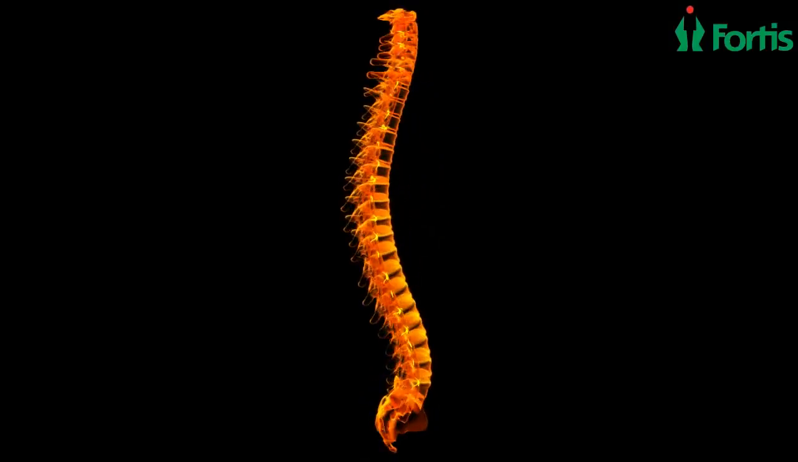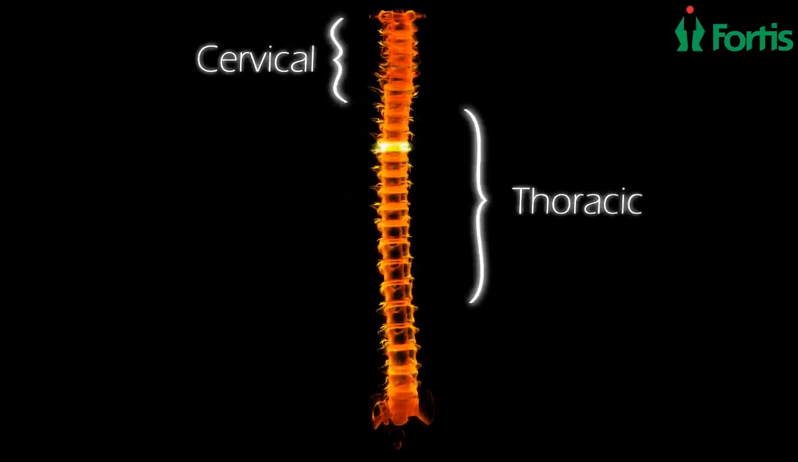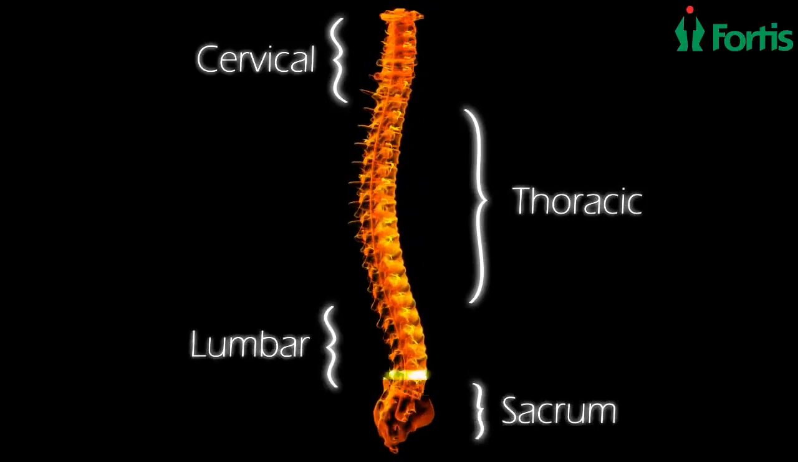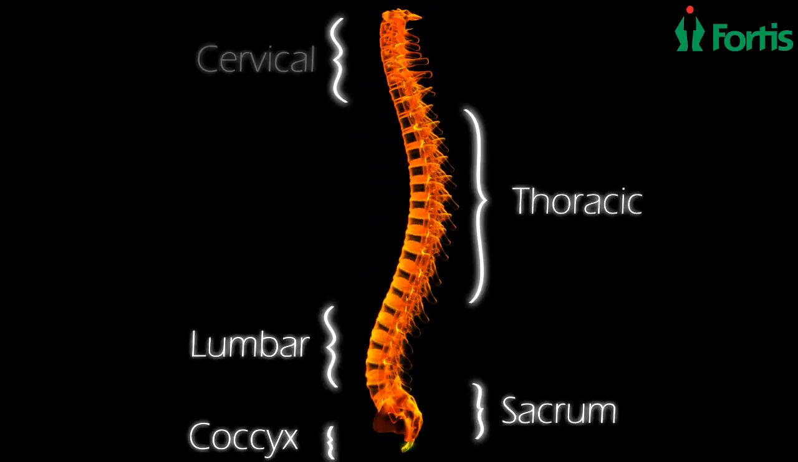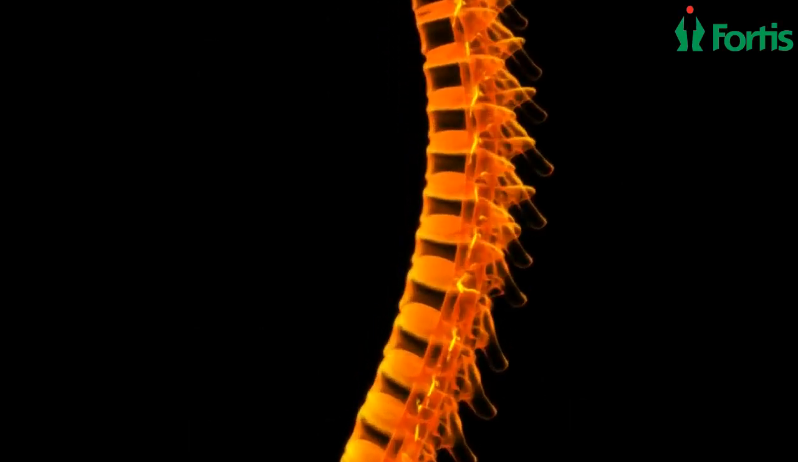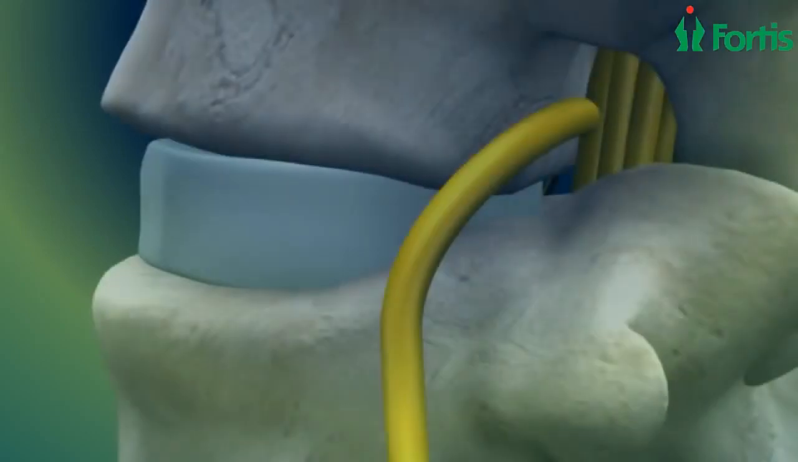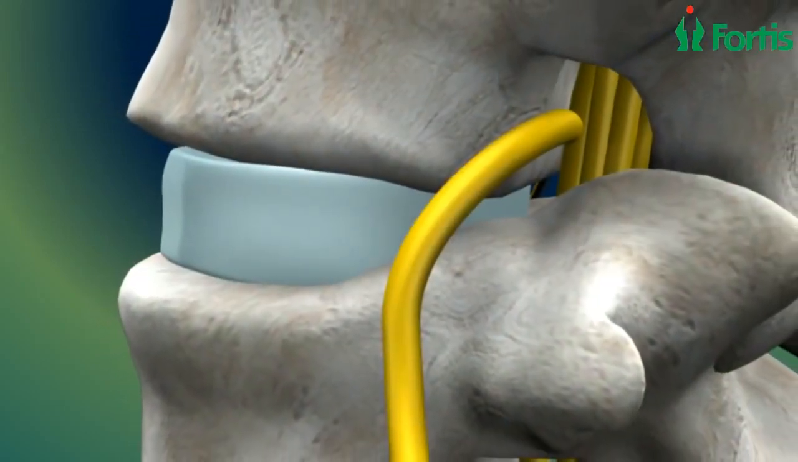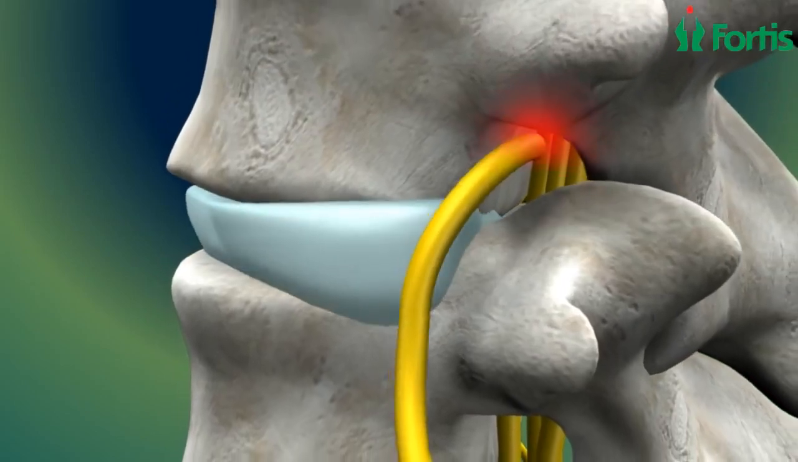The spinal column can be divided in the following segments: cervical, thoracic, lumbar, sacrum, and coccyx. Spinal disorders can occur in any of these elements. The intervertebral discs act as shock absorbers for the spine. The spinal column undergoes degeneration with age. Sometimes these discs can degenerate, thin, or herniate.